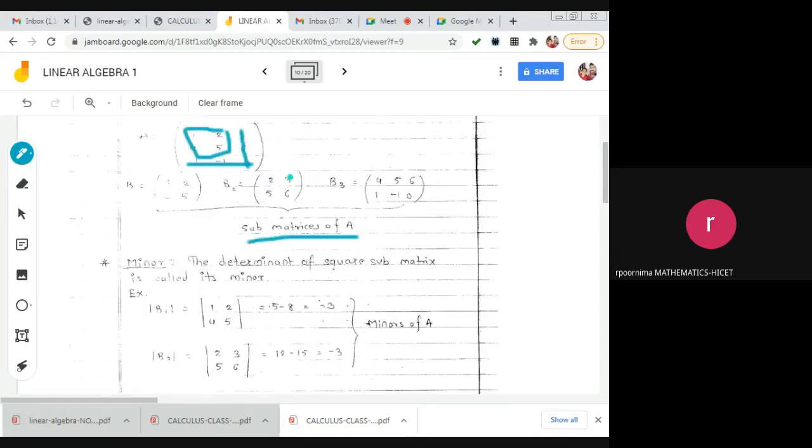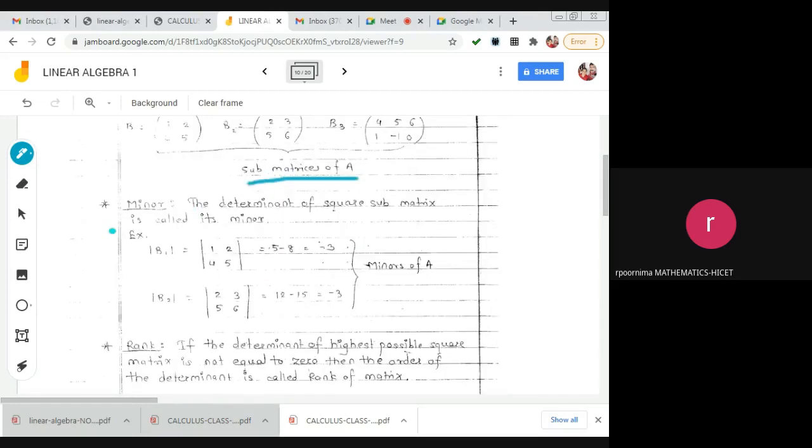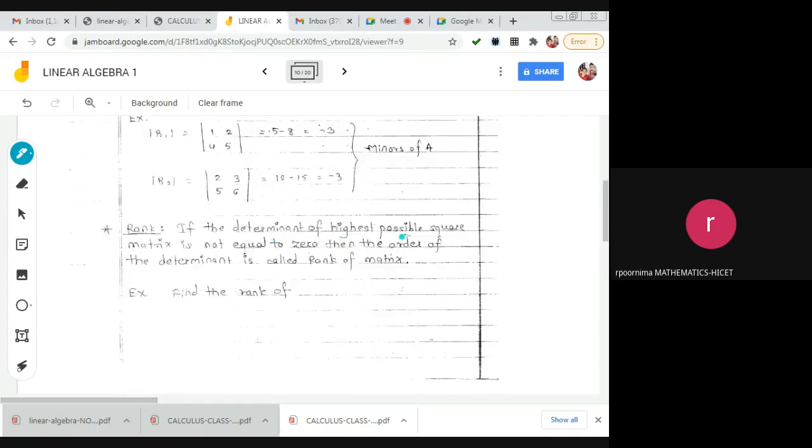Then these are all the possible submatrices B2, B3, etc. Then minor: the determinant of a square submatrix is called its minor. The determinant of B1, 1, 2, 4, 5, means 5 minus 8, which is minus 3. These are all the minors. So the rank: if the determinant of the highest possible square matrix is not equal to 0, then the order of that determinant is called the rank of the matrix.